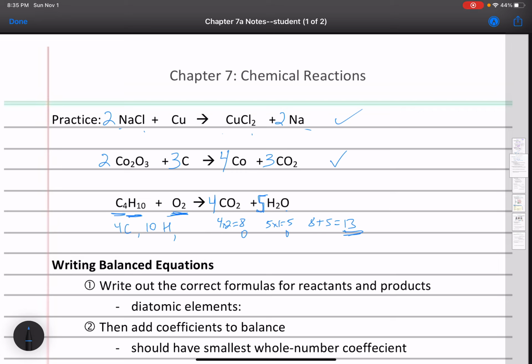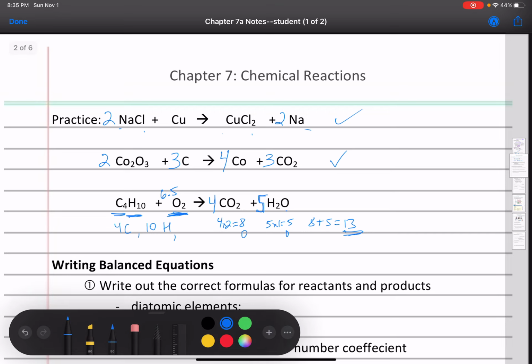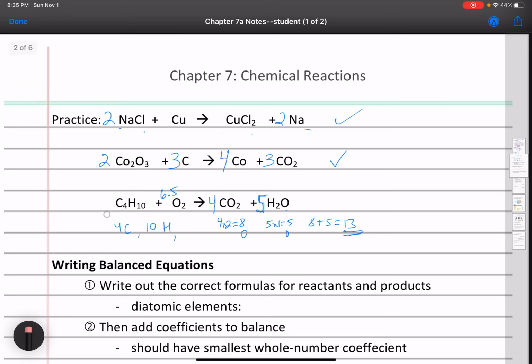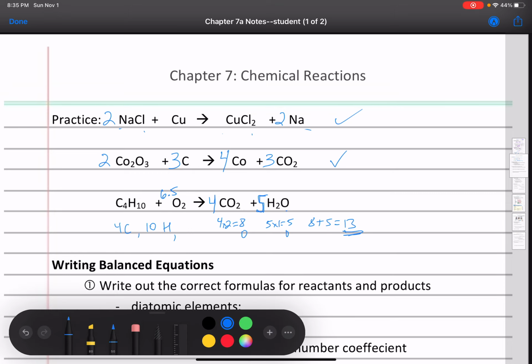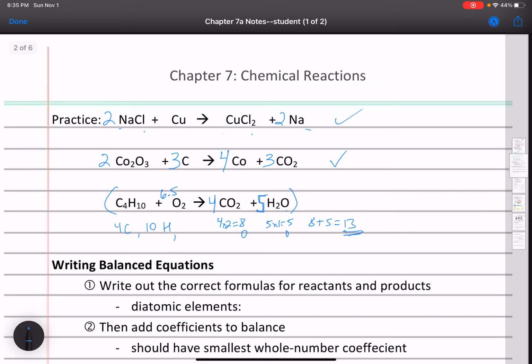And over here I have O2. So I can't multiply this by a whole number to get 13. I'd have to multiply it by 6.5 to get 13. So since I want to have all whole number coefficients, what I'm going to do is multiply this whole equation by 2. If I multiply all of these coefficients by 2, then I'm going to get this equation.